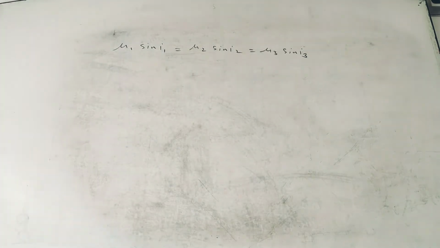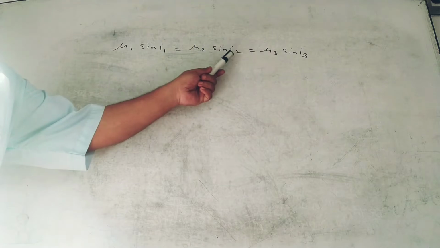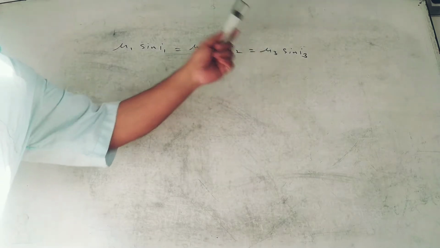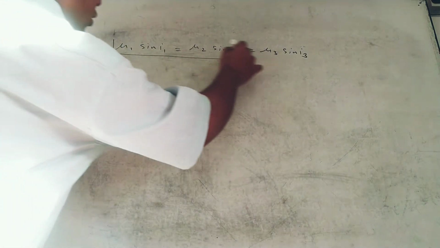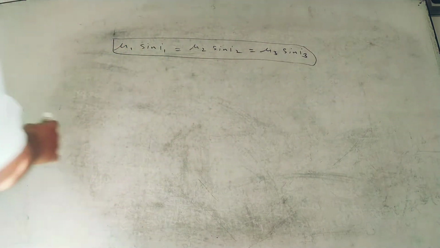From the above relation, we can write mu1 sin I1 is equal to mu2 sin I2 is equal to mu3 sin I3 and so on. This is known as the general form of Snell's law.